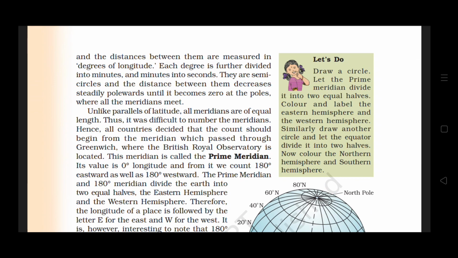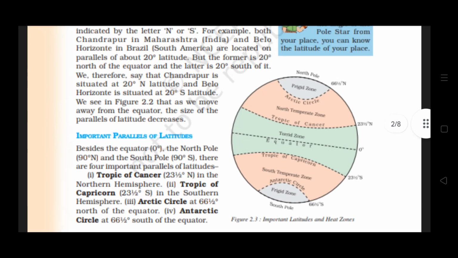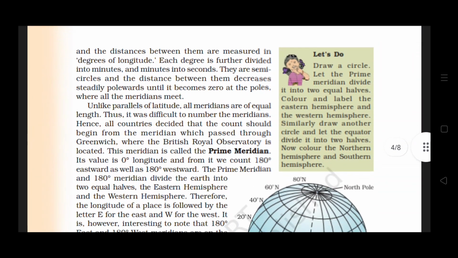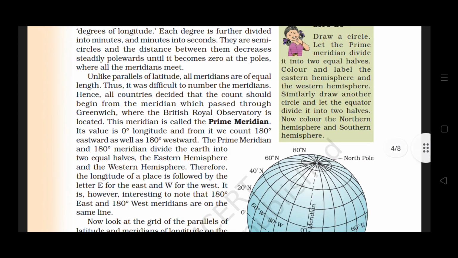Each degree is further divided into minutes, and minutes into seconds. These are semicircles, and the distance between them decreases steadily polewards until it becomes zero at the poles, where all the meridians meet. The distance between the meridians is maximum at the center of the earth, but as you go towards the poles, the distance decreases.